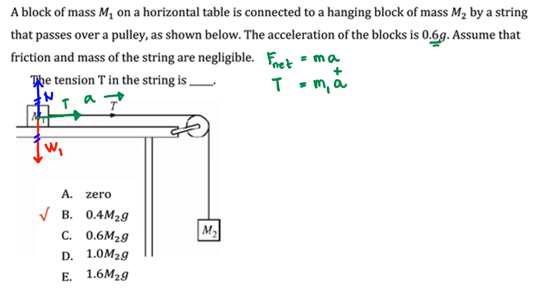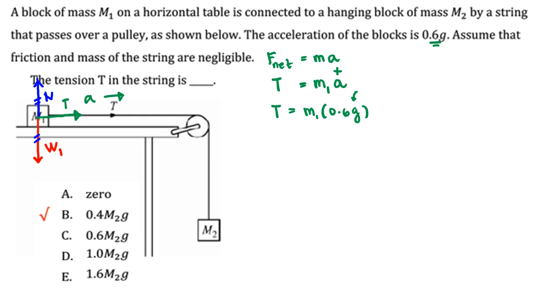We are going to substitute acceleration with 0.6 g, so T is equal to M1 multiplied by 0.6 g. Now g right here is the magnitude of the acceleration due to gravity. It's not grams, it's the magnitude of the acceleration due to gravity, which is 9.8. Now let's look at mass 2.